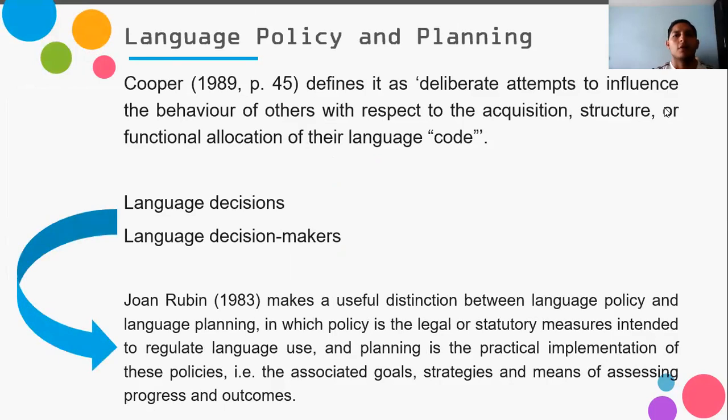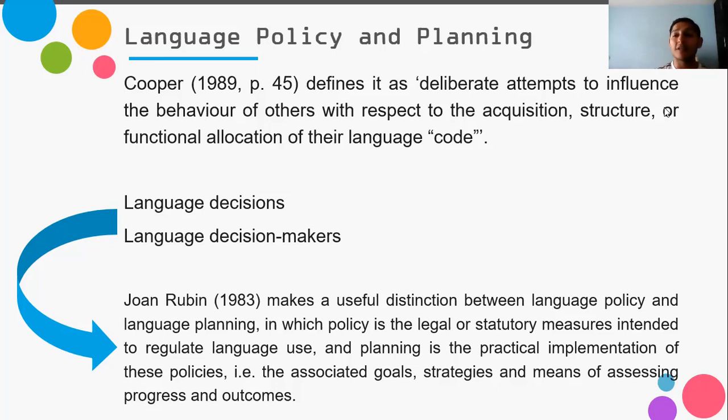Let's go over language policy and planning. According to Cooper, language policy and planning is a deliberate attempt to influence the behavior of others with respect to the acquisition, structure, or functional allocation of the language code, or codes. It's about language decisions, language decision makers, stakeholders, authorities.